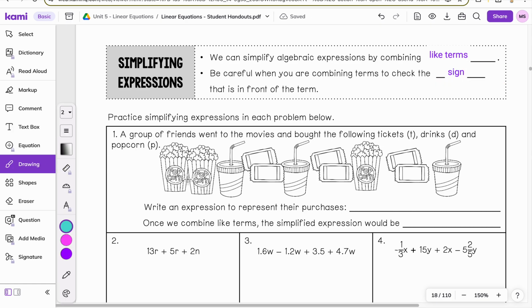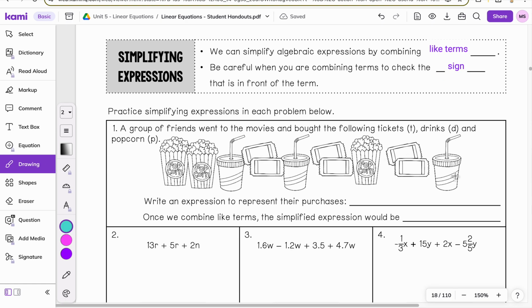So in this example, I like this example because it does give us some pictures to go along with some of the math. So a group of friends went to the movies and bought the following. They bought some tickets, some drinks, and some popcorn. So let's take a look at what they bought. It looks like here they bought 2 popcorns. So I can write that as part of my expression, right? 2 popcorns. Plus, what else did they buy? Well, they bought a drink. So 2 popcorns plus a drink.